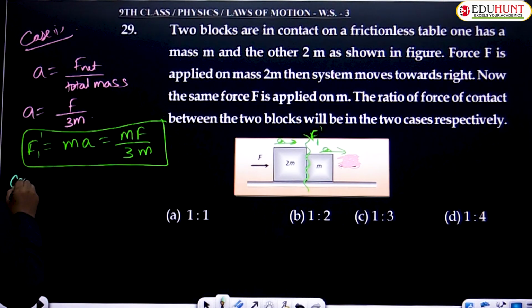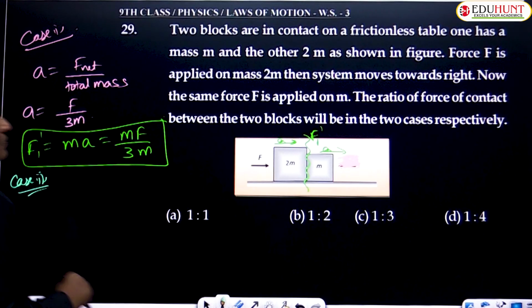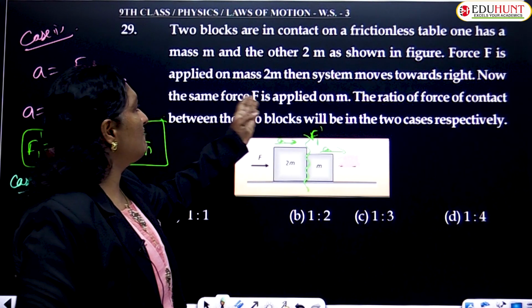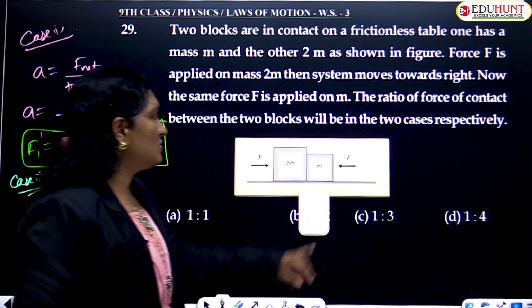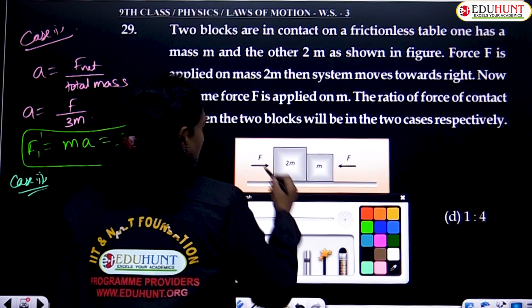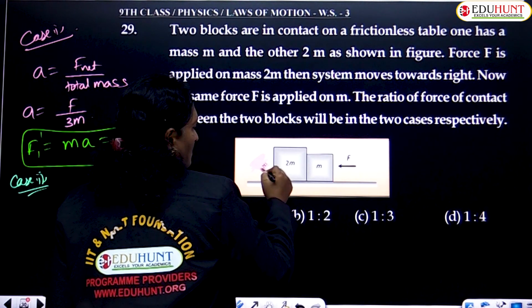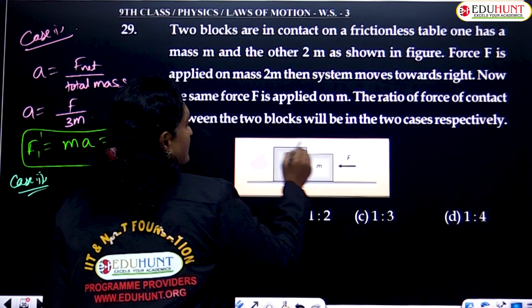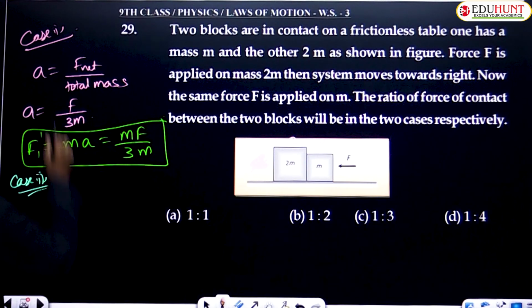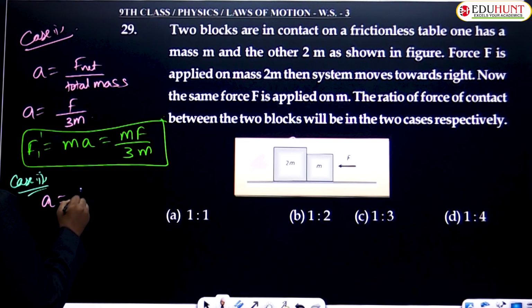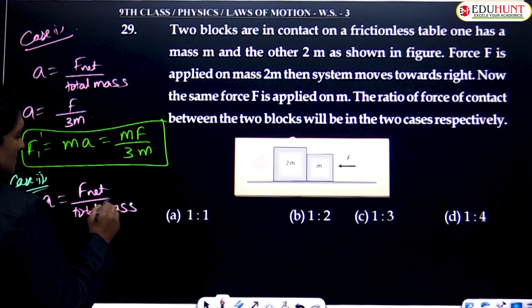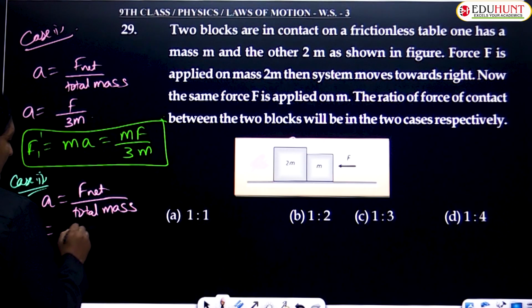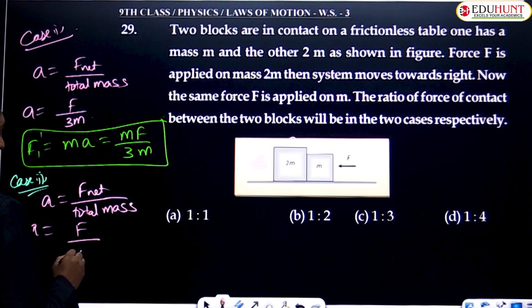So moving to case 2. In case 2, the same force F is applied on the smaller mass. So the picture changes. In case 2, this force is applied towards the left side. As a result, the system must be accelerating to the left side. As usual, find the acceleration. Acceleration is nothing but F net upon the total mass. So acceleration is F net, that is F, by the total mass, 2m plus m, that is 3m. So this is your acceleration.